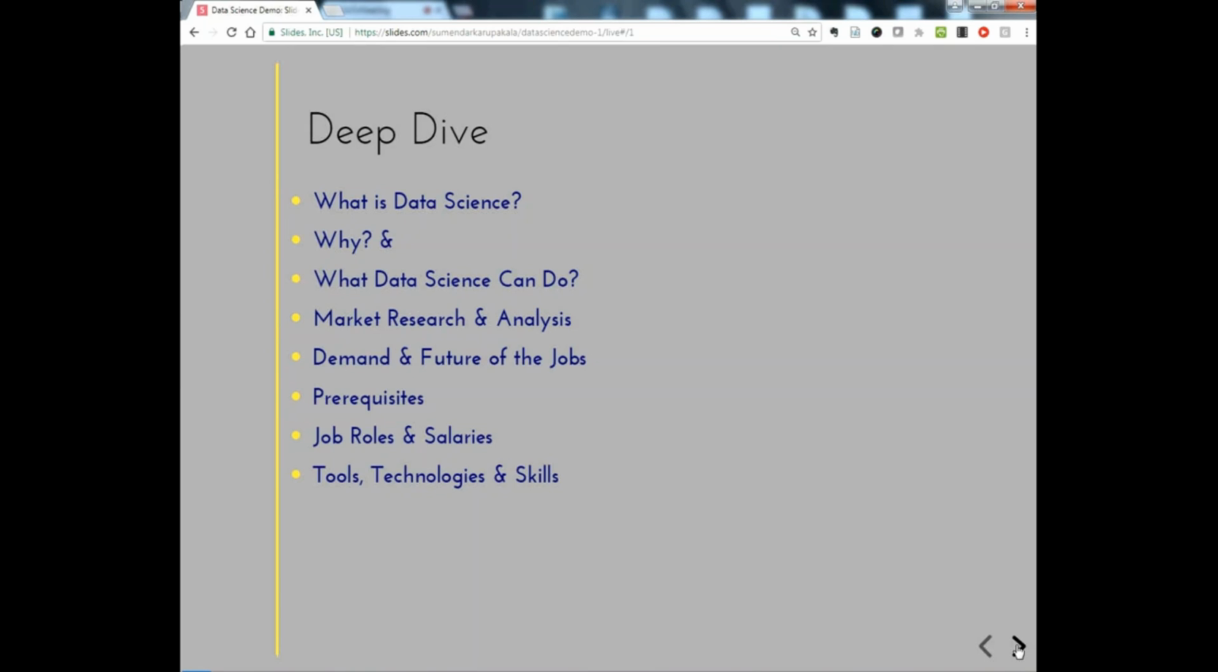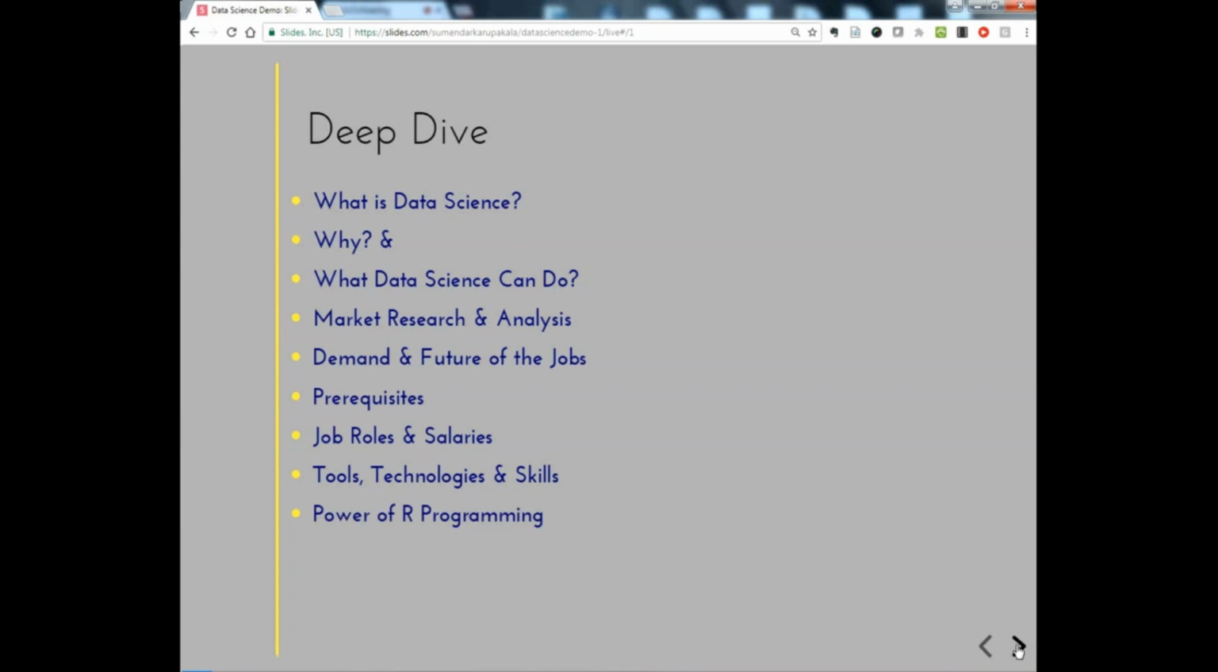to move into the data science field? And what are the various roles and the salaries or designations and all those things. And the most important part is the tools and technologies, the skills we especially should be familiar with in this data science field.